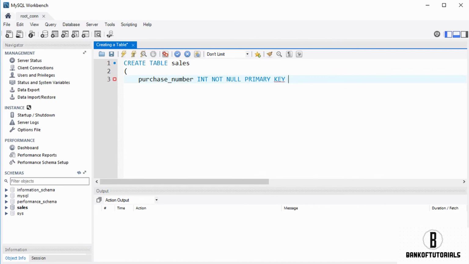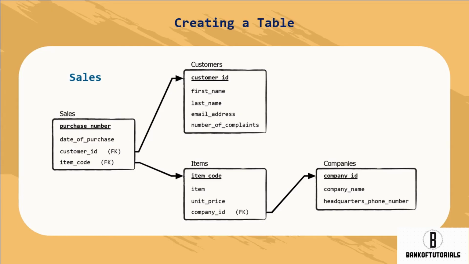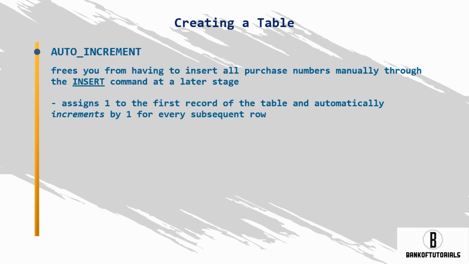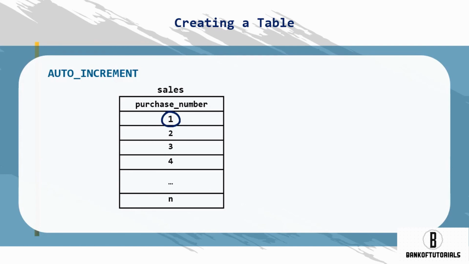There's an interesting extra constraint we can add to this field. It is called auto increment. It frees you from having to insert all purchase numbers manually through the insert command at a later stage. It assigns the number 1 to the first record of the table and automatically increments by 1 for every subsequent row. That is, starting from 1, the next records in this field will be 2, 3, 4, and so on until the last nth record.